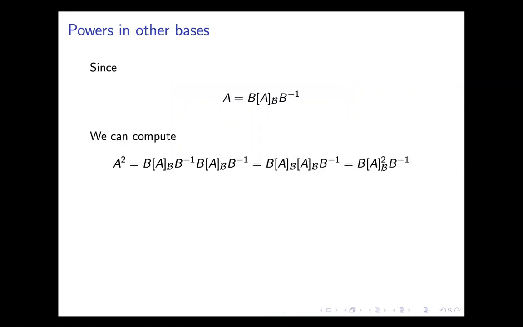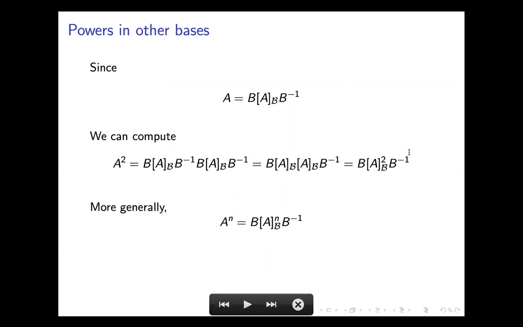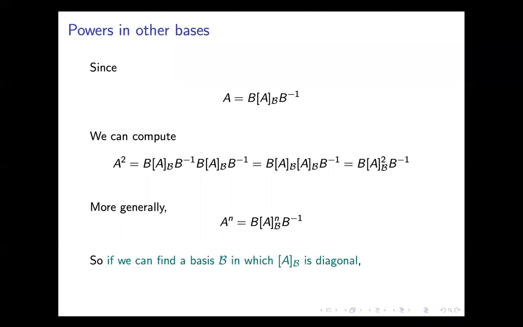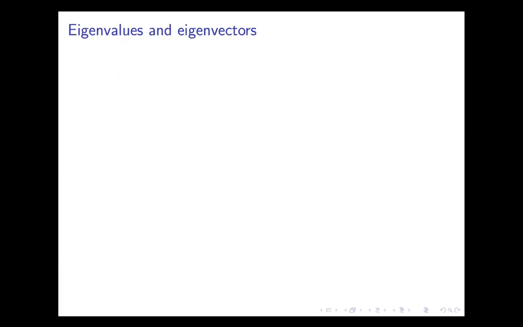We can compute the square of this matrix. We just multiply this expression by itself. We have B inverse times B in the middle, which will cancel off. That will bring us B, A_B squared, times B inverse. And then, of course, it works for every integer power. So if you can find a basis B such that the matrix is diagonal, we can easily compute its nth power, the nth power of the matrix, and therefore the nth power of the linear operator. Now let's introduce eigenvalues and eigenvectors.